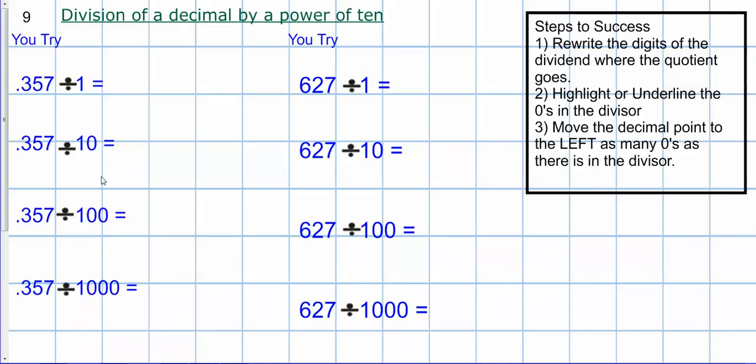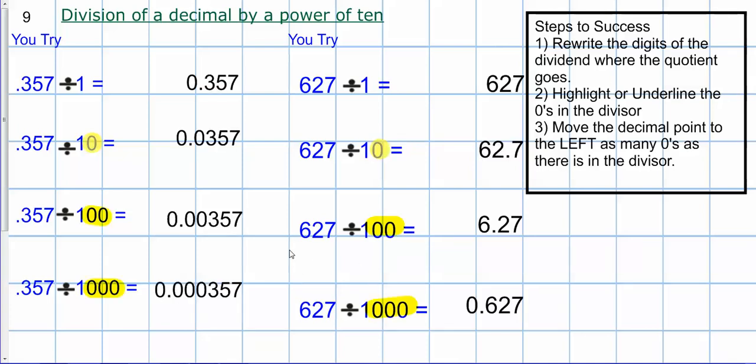Let's try some more. Go ahead and give the video a pause. I want you to try all 8 of these. Then unpause it, and we'll see how you did. Make sure you use your steps to success over here. Make sure you use your highlighter, and your pencil to underline the zeros.